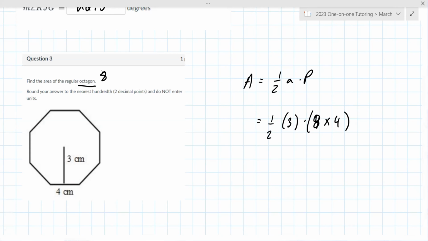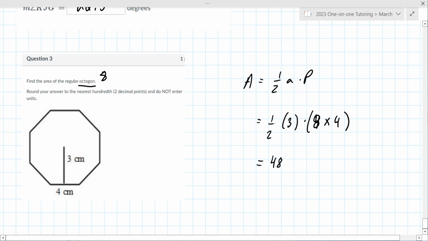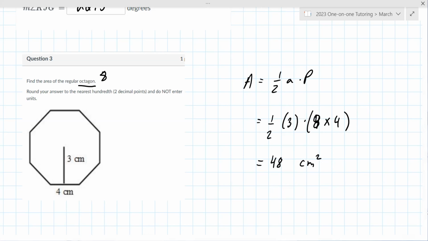Okay. Let me write that down. I don't know why they want you to round this one. There's no rounding needed. That's weird. She always puts it on the ones that were not necessary. Okay, I got 48 too. Okay, good. So that would be centimeters squared if you needed units.